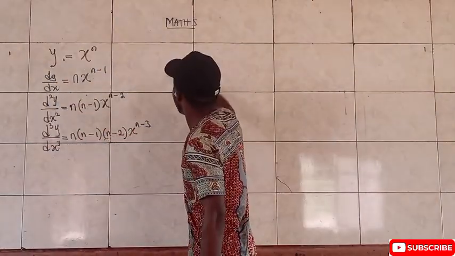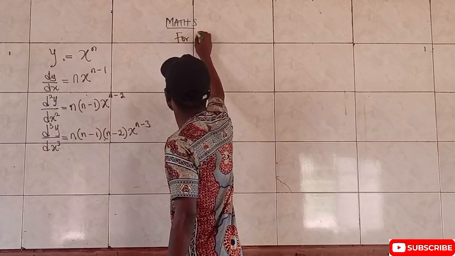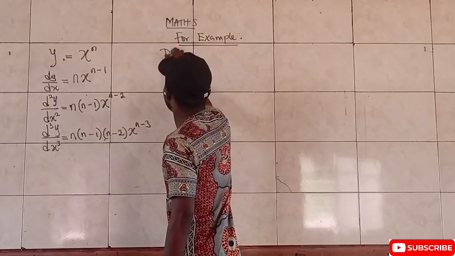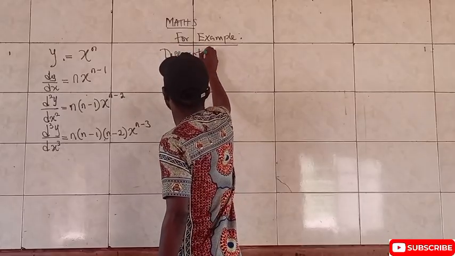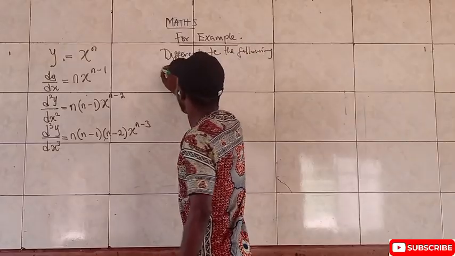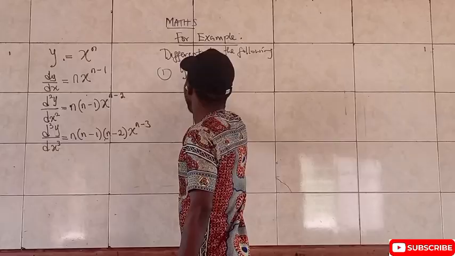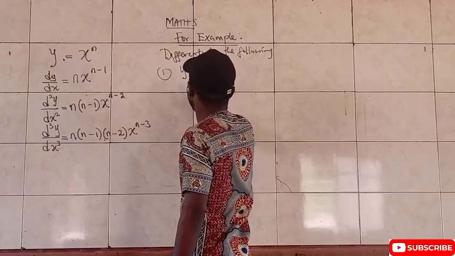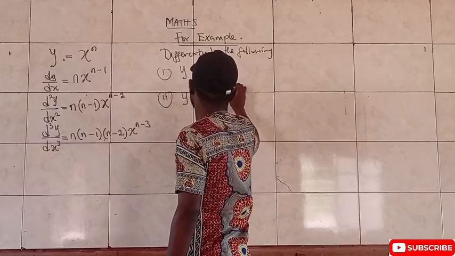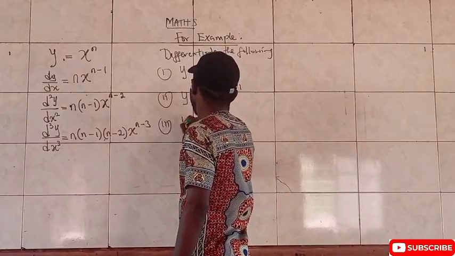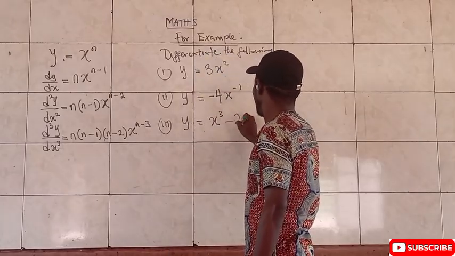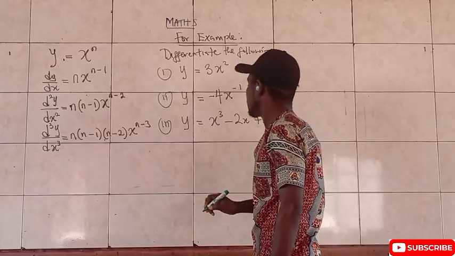So if you are asked, for example, to differentiate the following, how am I going to get it done? Differentiate the following. Number one, I have y equals 3x squared. Number two, I have y equals minus 4x raised to the power minus 1. And number three, I have y equals x raised to the power 3 minus 2x squared plus 5.